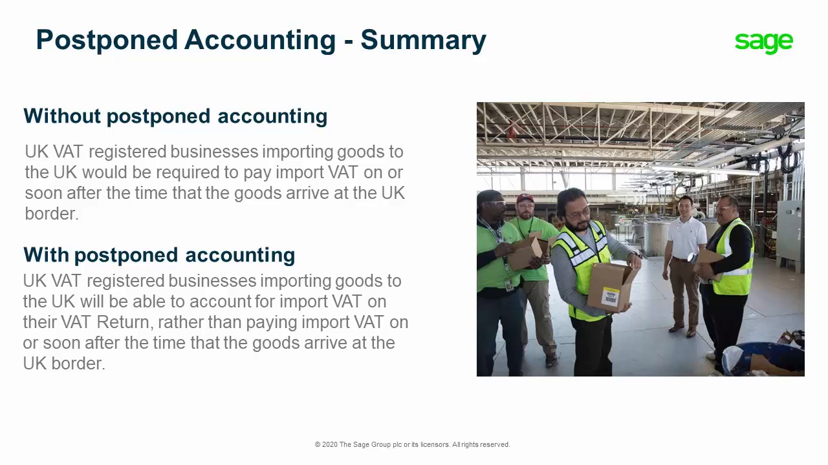To summarise postponed accounting, let's look at how it works without postponed accounting versus how it works with. So without postponed accounting, what that means is that UK VAT registered businesses importing goods to the UK will be required to pay import VAT on or soon after the time that the goods arrive at the UK border. But with postponed accounting, those UK VAT registered businesses importing goods to the UK will be able to account for import VAT on their VAT return, rather than paying import VAT on or soon after the time that the goods arrive at the UK border. So there isn't that initial cash flow outlay.